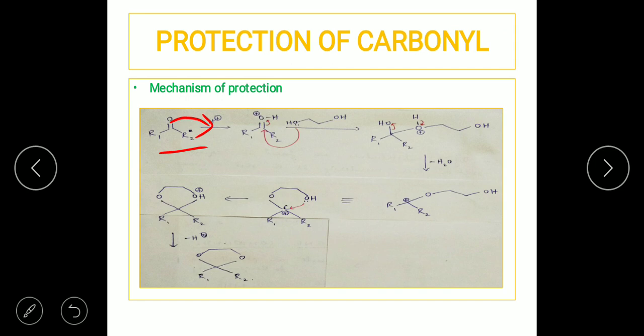Once it takes up the proton, the oxygen now is going to form 3 bonds with itself. So hence there's a positive charge on the oxygen. There's a positive charge on the oxygen, and the next step would be to reduce the positive charge, or to remove the positive charge on oxygen.